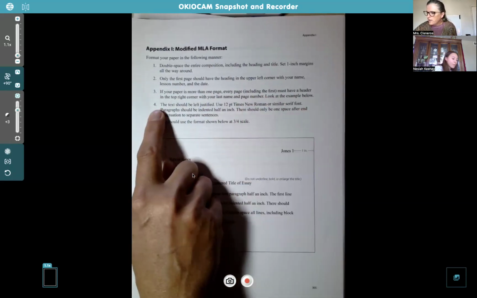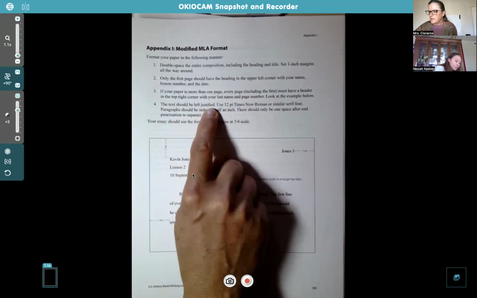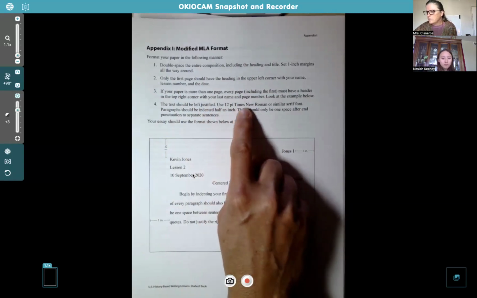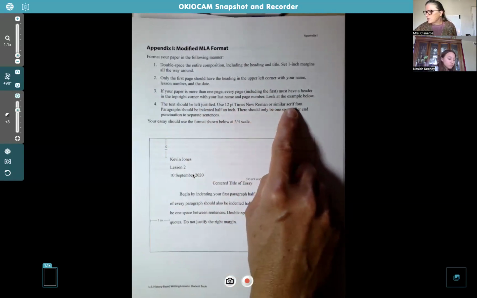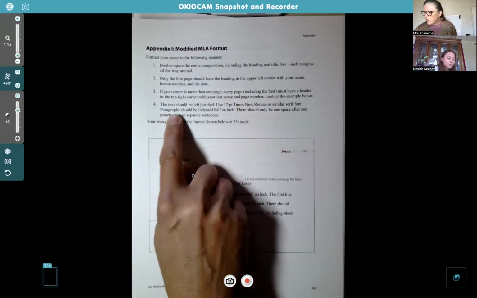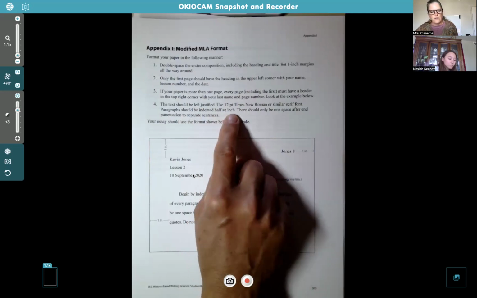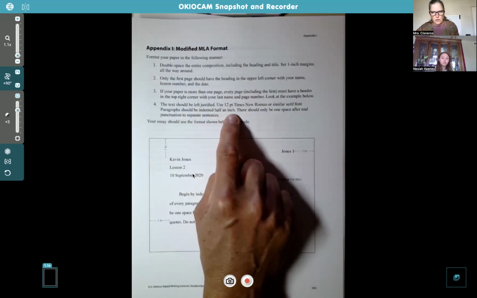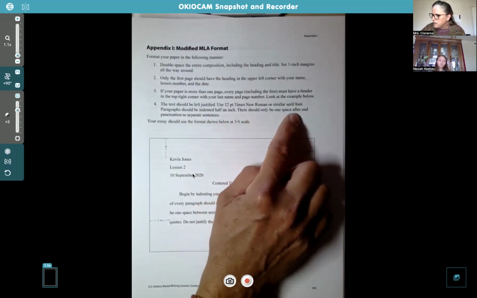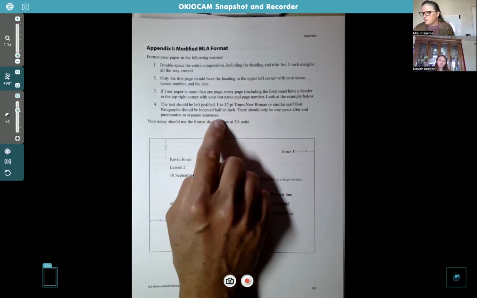And then number 4, the text should be left justified, and that's how it normally is. A 12-point Times New Roman or similar serif font, which I'll show you in a second. So the font. Paragraphs should be indented 1/2 inch. So whenever you tab on your keyboard, that's all you need to do when you start a paragraph, hit tab and then start typing. And that's already a 1/2 inch in the Google Docs.